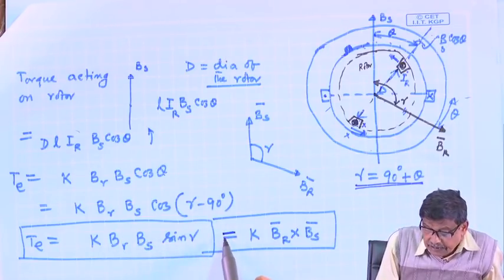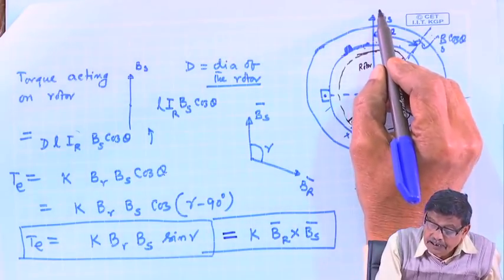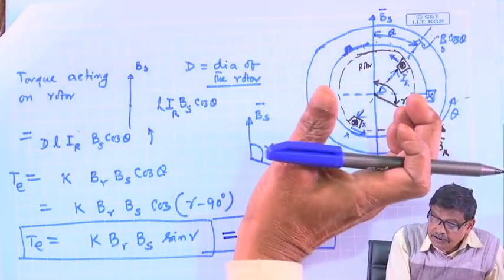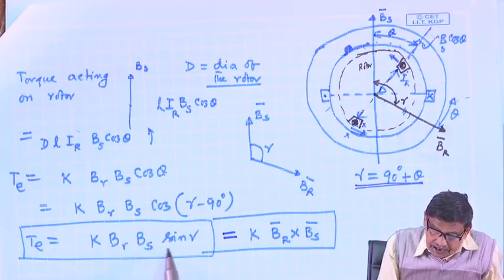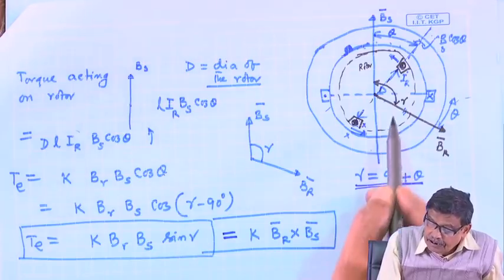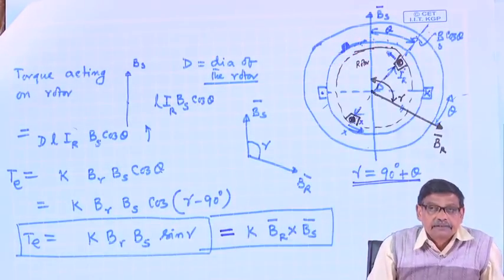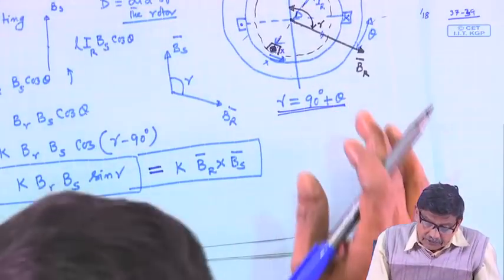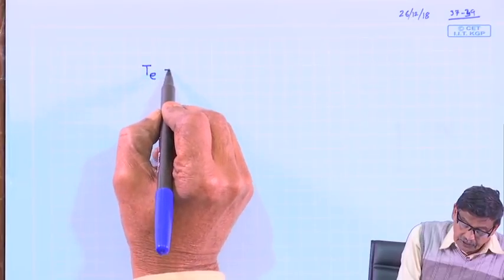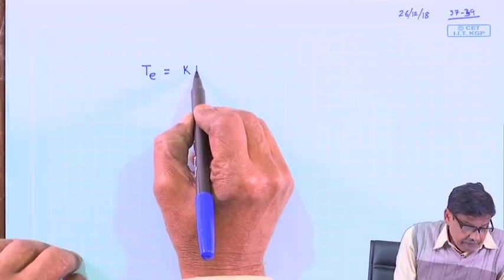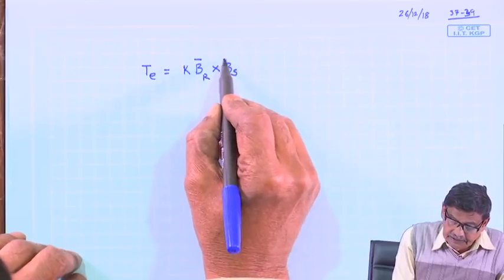Then I told that this can be expressed as a cross product of these two space vectors BR and BS, because BR cross BS is nothing but the magnitude of BR times the magnitude of BS into sin of the angle measured from BR to BS. And this angle I called gamma, so it will be like this. So we start from that. It can be told that the electromagnetic torque is equal to some k BR cross BS.